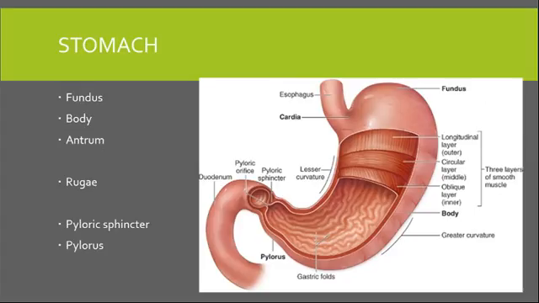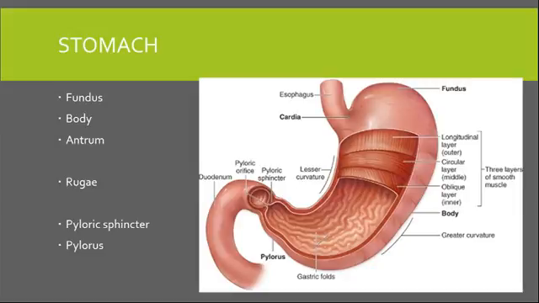There are various areas to your stomach, and they are labeled on the diagram here. The fundus, body, and the antrum and the pylorus kind of go hand in hand. Those are the major divisions of the stomach. The rugae are those gastric folds that we see inside the stomach. The pyloric sphincter is the sphincter between where the stomach ends and the duodenum of the small intestines begins. And the pylorus is that small part that connects to the duodenum.